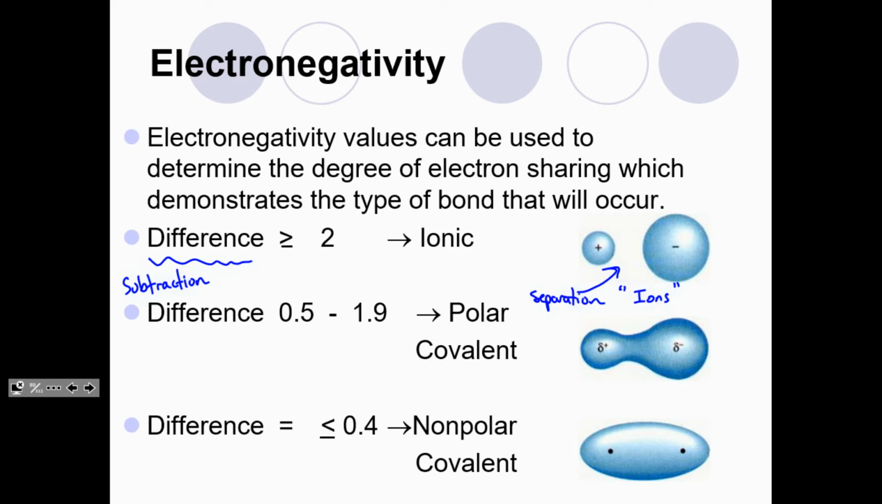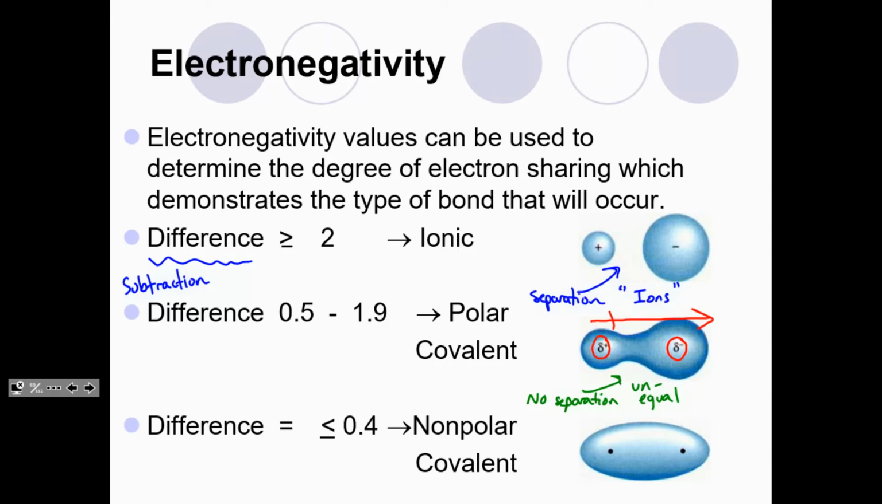Now, if the difference isn't that great, if it's between 0.5 and 1.9, we have a polar covalent bond. On this one, there is no separation, but it's an unequal sharing of electrons. This is where we get our dipole that we were talking about earlier. If I was drawing a dipole, it would go this way, and the partial positive is here, and the partial negative is here. So it wants to form ions, but it's not quite there.